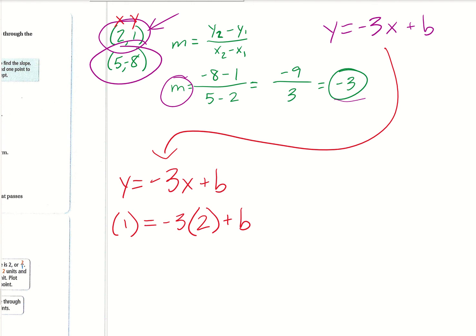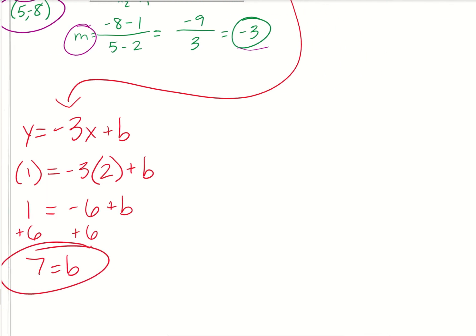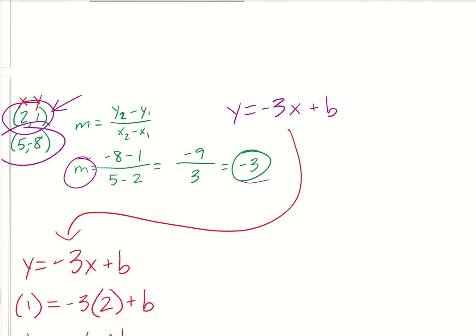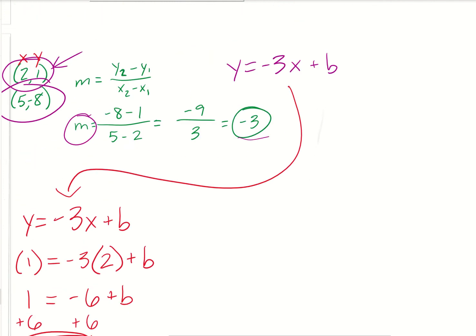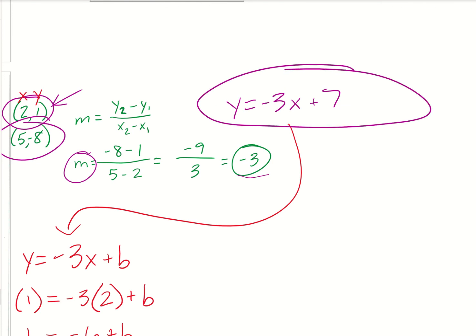All right, so now we go ahead and simplify this. We're left with 1 equals negative 6 plus b. All right, and then lastly, we can add 6 to both sides. And we're left with 7 equals b. All right, and there's our y-intercept right there. So now we can go ahead and finish this off by plugging in 7 for b up here. All right, and that is our final equation for this one. You should have y equals negative 3x plus 7.